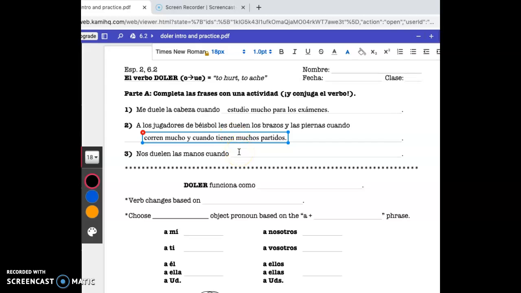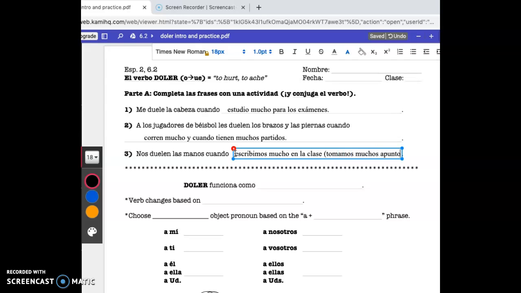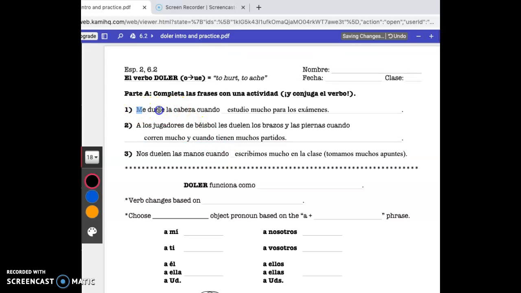O número 3, nos duelen las manos. We said our hands hurt us when we play, or when we, ¿qué dijimos? What do we say? When we write a lot. Mucho en la clase. O tomamos muchos apuntes. So this is all what we said in class about it. My head hurts me. Baseball players' arms and legs hurt them.